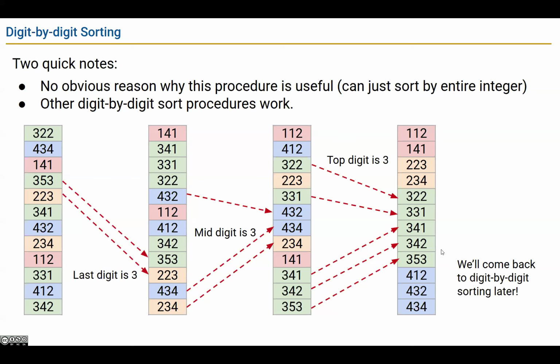Now, there's a few quick notes. Right now, we don't have a really obvious reason why this procedure is useful. We could have just sorted the entire integer instead of sorting it 3 times. But we'll look at how we can sort digit by digit using a faster runtime approach. We'll come back to this in a bit.